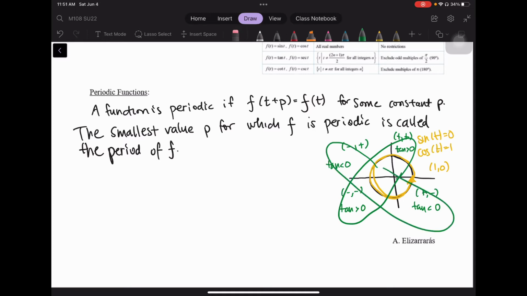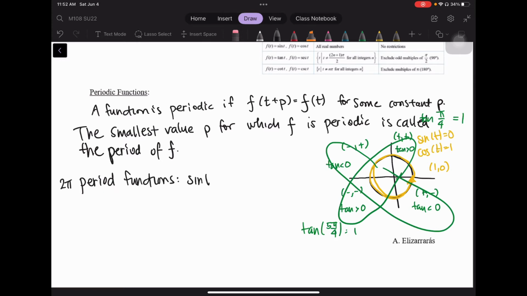So tangent has a period of pi because it repeats every 180 degrees. If you're talking about pi over 4, the tangent of pi over 4 is root 2 over 2 over root 2 over 2, which is just 1, and the tangent of 5 pi over 4 is also 1. And so tangent and cotangent are going to be periodic of pi. Secant and cosecant are going to be the same as sine and cosine because they're reciprocals, and so they have periods of 2 pi.